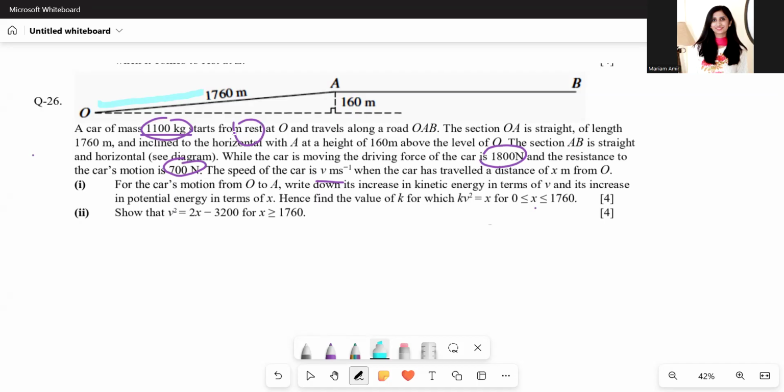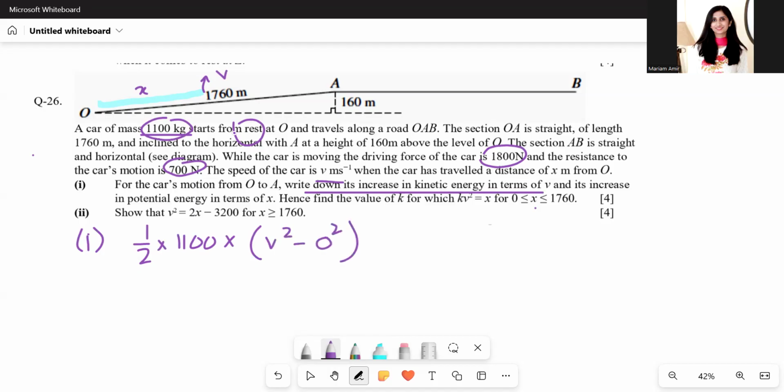For the car's motion from O to A, write down the increase in kinetic energy in terms of V. Let's do that. Let's say this is the distance X covered, then the speed here would be V, and we need the increase in kinetic energy, which is half times m, which is 1100, times the difference in the squares of the speeds. So V squared for the higher speed minus 0 squared for the lower speed. This comes out to be 550 V squared. That's an expression for the increase in kinetic energy in terms of V.